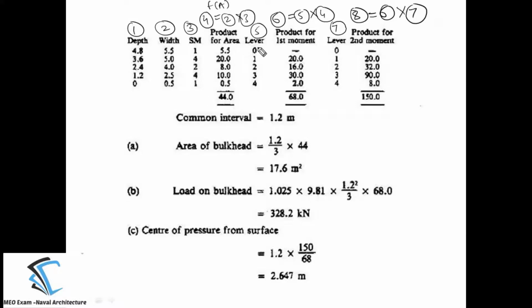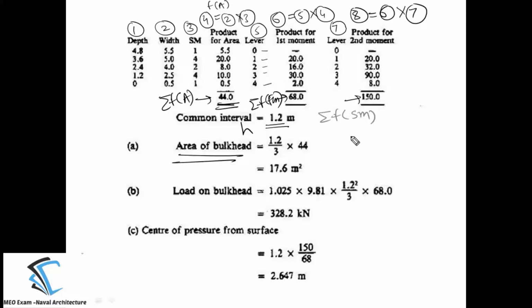For the product of area, with the top of the bulkhead as a reference, we will start the lever from the top of the bulkhead. The top of the bulkhead will be 0, then 1, 2, 3, 4. Then find out the function of first moment, find out the function of second moment, and do the summation. You will get these values: the function of area, the function of first moment, and the function of second moment. So the common interval is 1.2, that is h.